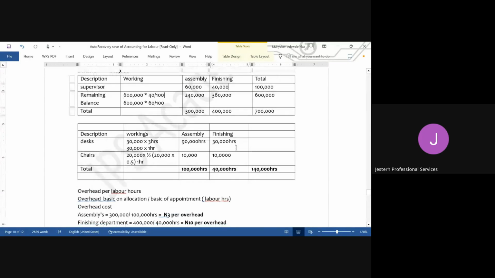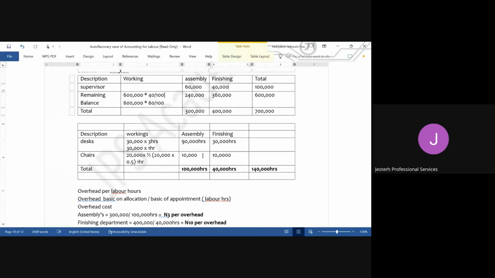But before we can apportion it, since it is based on labor hour, we need to first determine how many hours we are going to spend in each department. Since we are producing 30,000 decks and 3 hours is allocated to assembly, 30,000 multiplied by 3 hours means under assembly we are going to spend 90,000 hours. Then the remaining hours go to finishing, and we are producing 30,000 units. It means the remaining 30,000 hours will go to the finishing department.